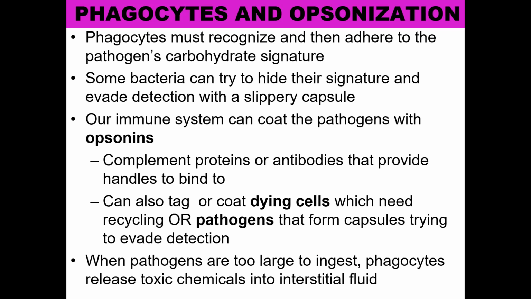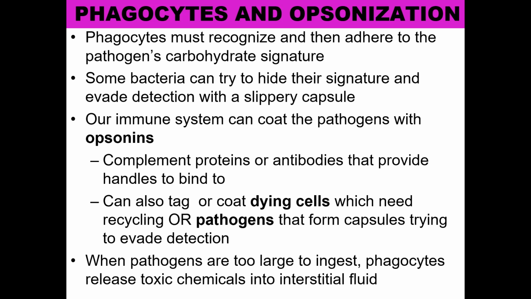And then they can evade detection and proliferate and make us sick. So our immune system can coat these pathogens with something called opsonins. And that is provided by something called complement proteins, which we'll get to, and antibodies. So essentially, these two substances, the complement proteins and the antibodies, are going to coat them with this thing called opsonin that makes them easier to identify.